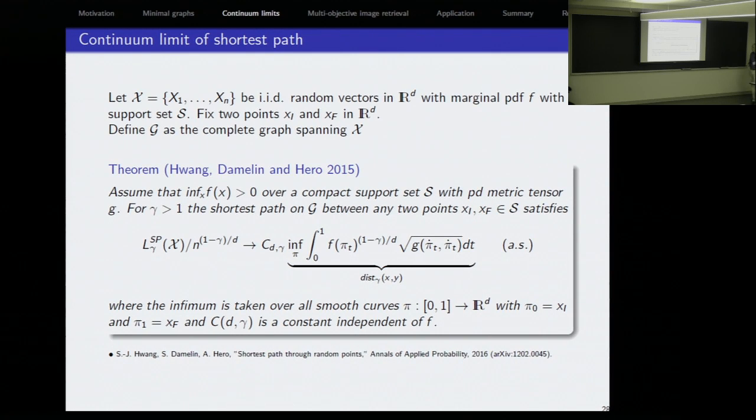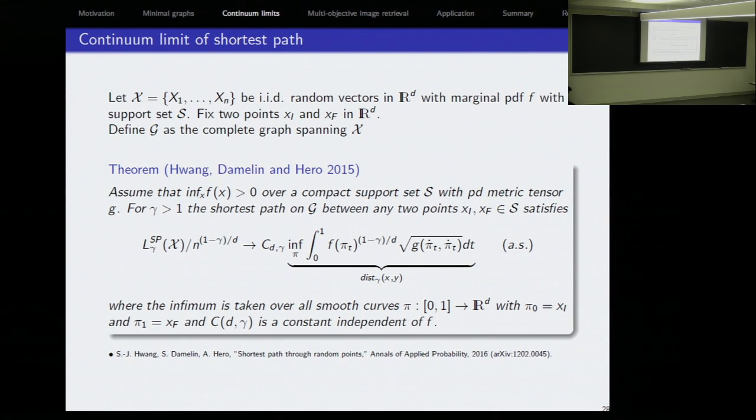the continuum limit of shortest path is something we just published in the Annals of Applied Probability. I think it's out now. It might still be in press. But this result here is for a similar type of limit, which is that if you look at the shortest path between any pair of points, and again, you make these assumptions, you have some compact support set with some positive definite metric tensor G that characterizes the curvature of the support set, and the path is pi that passes through this complete graph G between these two points, initial and final. Then you get a convergence rate, which is n to the (1 minus gamma) over d, and it converges to this integral here, which is a new distance between points.